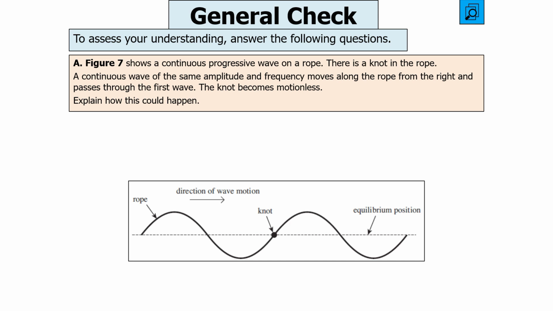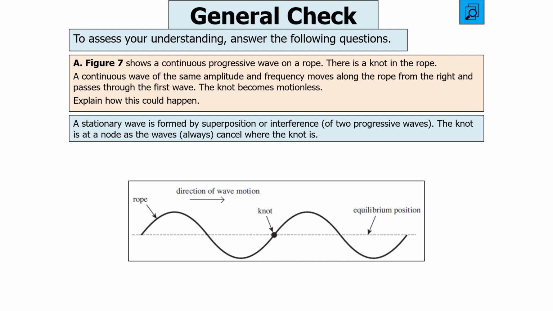Now, a continuous wave of the same amplitude and frequency moves along the rope from the right and passes through the first wave. The knot becomes motionless. Explain how this could happen. So pause the video now, then unpause the video when you want to go through your answer.